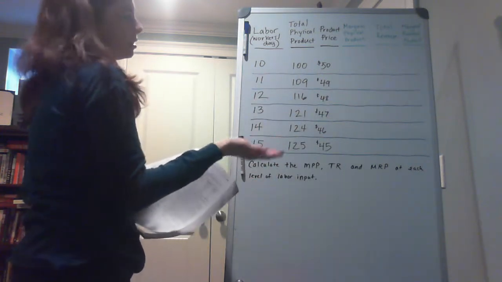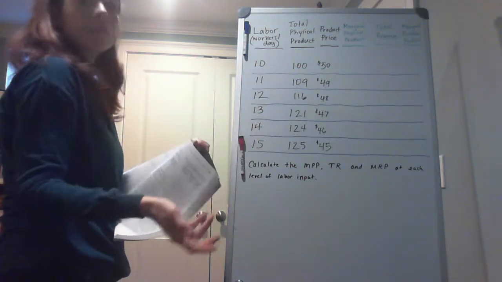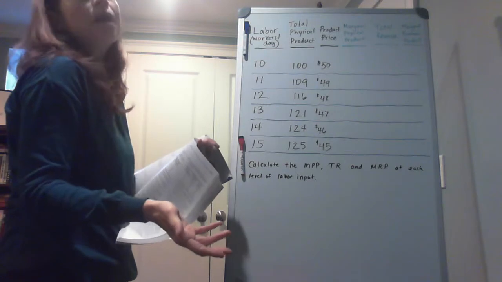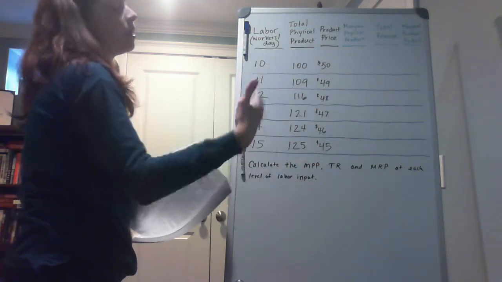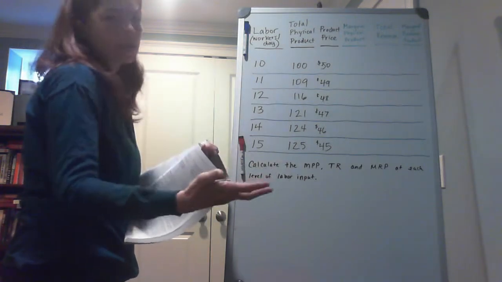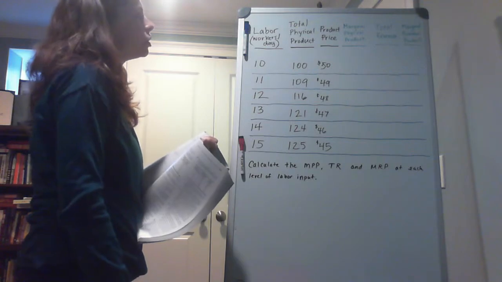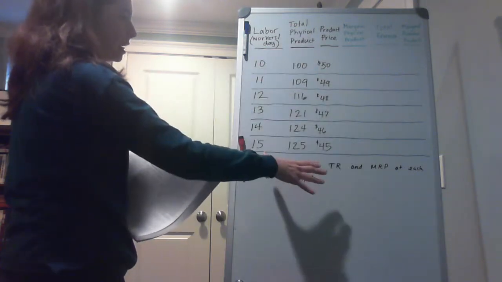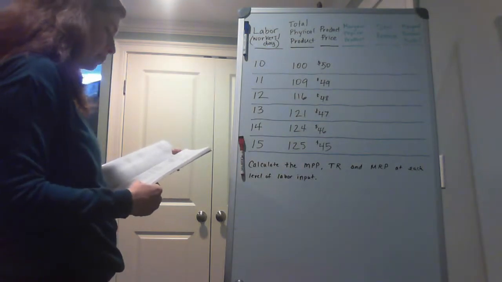So clearly we're not dealing with a firm that's selling in a perfectly competitive market. If they were a perfectly competitive market, they wouldn't be able to influence the price. So clearly they're in some other kind of market form, like monopolistic competition, for example, would probably be the most likely, or monopoly.